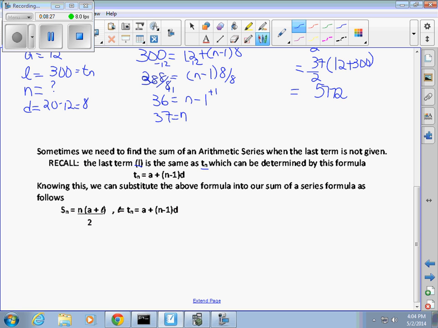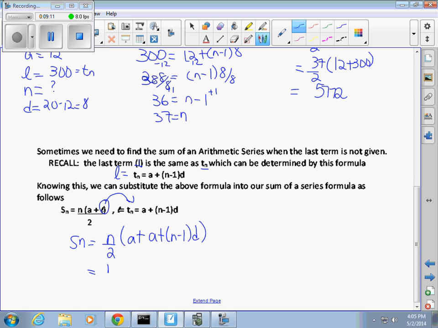So if you're not given the last term, but you are told how many terms you have, and you can figure out the common difference, and you know your first term, then you can do a manipulation of that n over 2 times a plus L. Because we know L is the same as Tn, we can just substitute the Tn formula. So instead of saying L, we're going to say Tn is equal to that. So the new formula will look like n over 2 times a plus, so instead of L, I have a plus n minus 1 d.